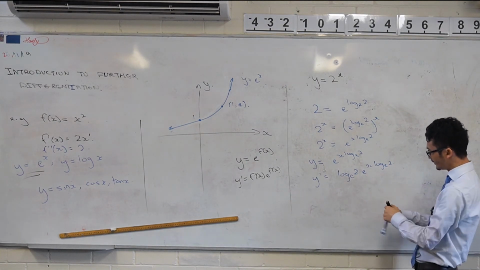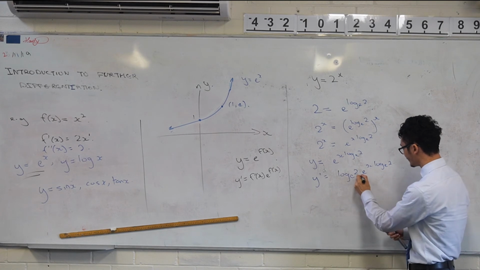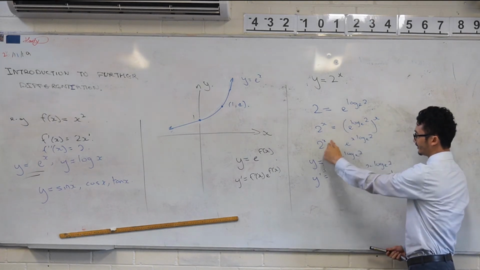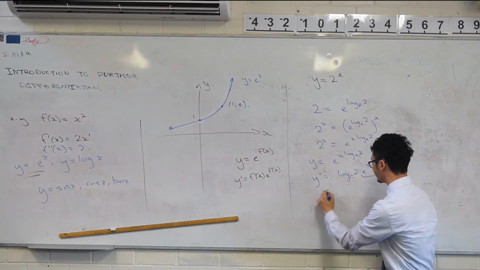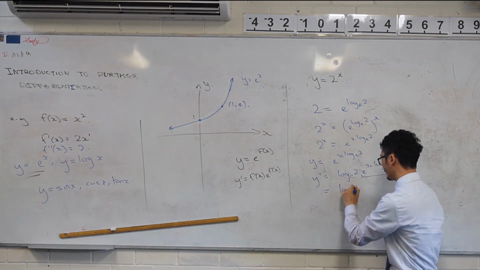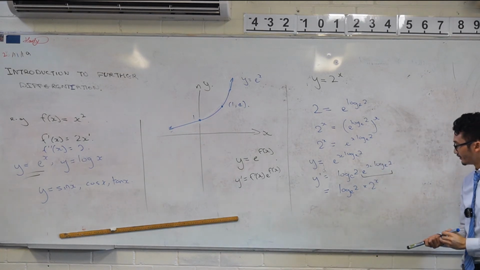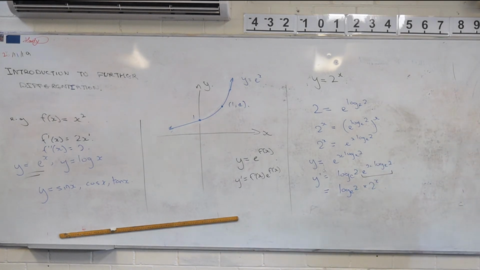What was this equal to from the beginning? 2 to the x. That was all the way from back here. So we can write this as log base e of 2 times 2 to the x. You can write ln as well, both are acceptable.